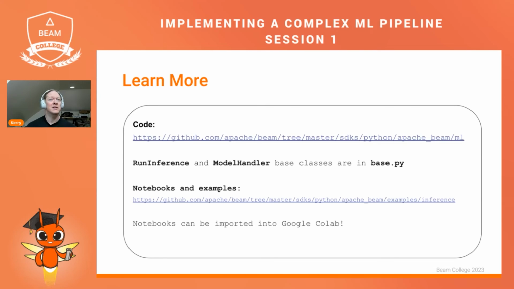So this is just an example, a high-level overview of what we're going to cover in this course, of the RunInference function, and the ModelHandler class that we use to implement different ML frameworks for inference. You can look at all the code here. This is in our open source Apache Beam repository under Python Apache Beam ML. The RunInference and ModelHandler base classes, if you're looking for those, are both in base.py in that directory.